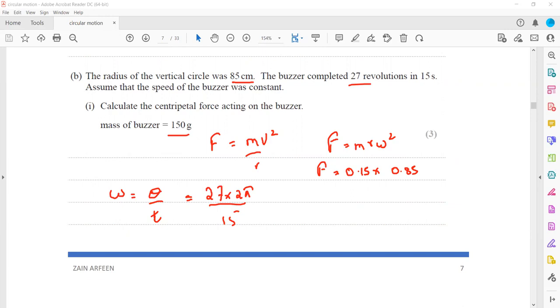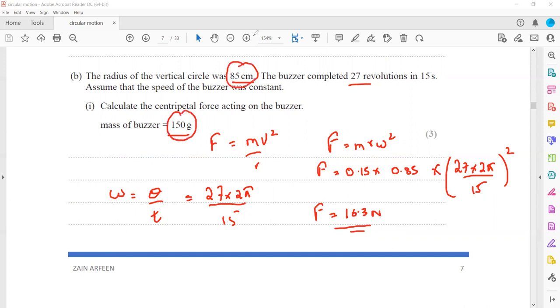So we can just substitute the value of omega, that is 27 into 2 pi divided by 15, and the value of pi is 3.14, and that is omega squared. So this will be squared. When we substitute all the values, it will give us 16.3 newtons, which is the centripetal force experienced by this buzzer. So the important thing is the unit conversion. As you can see, we converted the radius from centimeters into the SI unit of meters, and the mass, which is in grams, into kilograms. Is this part clear?